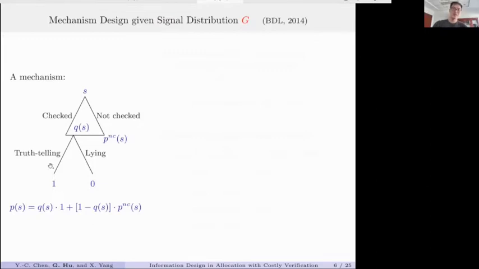Okay, and given the scenarios, we can see that the total assignment probability actually consists of 2 parts. The first part is the being checked and being allocated part. So it's Q of S, which is the checking and allocating probability. And the second part is the assignment probability without being checked. So 1 minus Q is the probability of not being checked. So the weighted average is the weighted sum. The weighted sum is the total assignment probability given the report S.